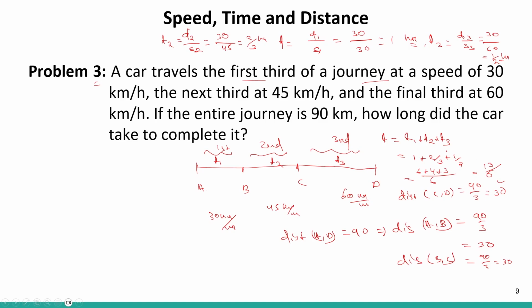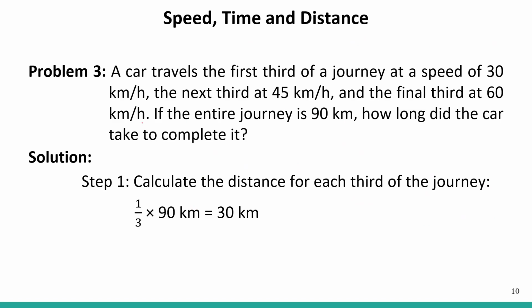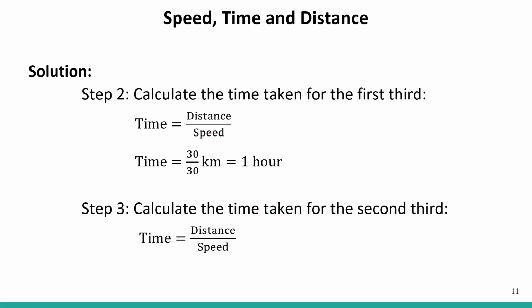Okay. So let's see the step-by-step solution. Step 1 says calculate the distance for each third of the journey. So 1/3 of 90 is equal to 30 kilometers. Then the time taken for the first third: T1 is equal to D1 by S1, so 30 by 30 is equal to 1 hour.